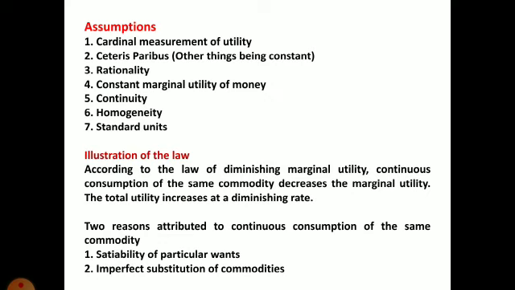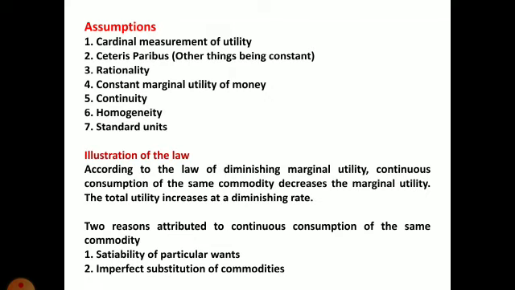And the next assumption is rationality. Rationality is a basic assumption of the theory of demand. Rationality implies normal behavior and attempt to maximize satisfaction. The law of diminishing marginal utility always assumes rationality on the part of the consumer. And the next assumption is the constant marginal utility of money.